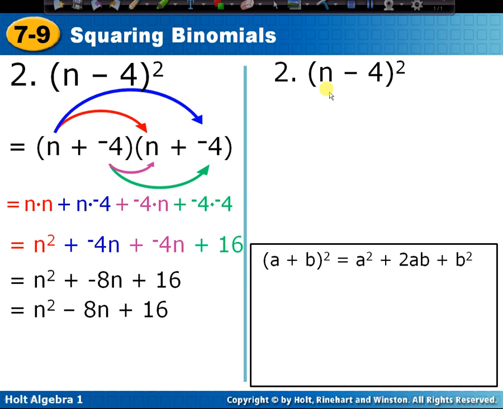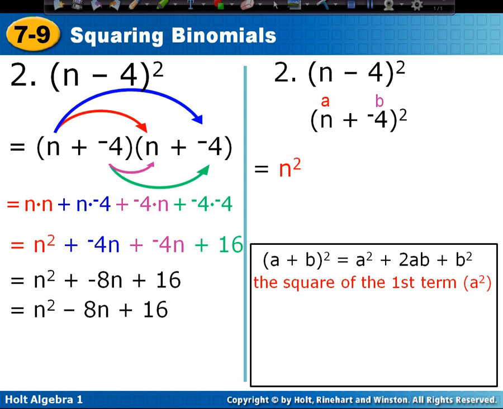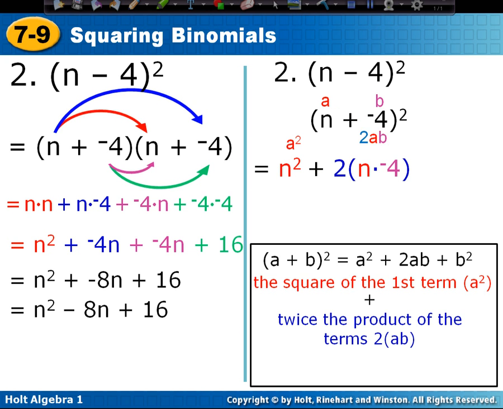Alright, so for the second method, I'm going to go ahead and say n plus negative 4 so that I don't make a mistake with my sign, and then that's squared. So I'm going to square my first term, so I'm going to square my n, so that's n squared. Then I'm going to say plus 2 times my first and last term multiplied together, so 2 times my first term, which was n, times my last term, which was negative 4. Plus my last term squared, so I'm going to say negative 4 squared.